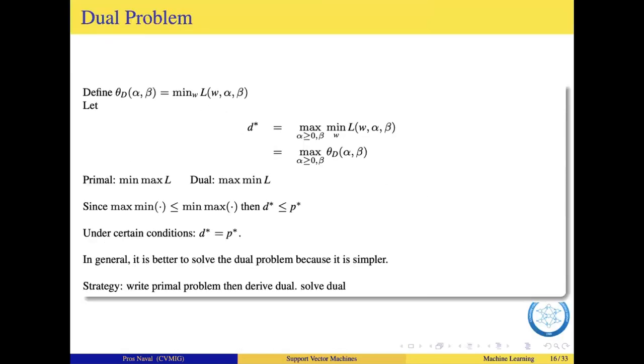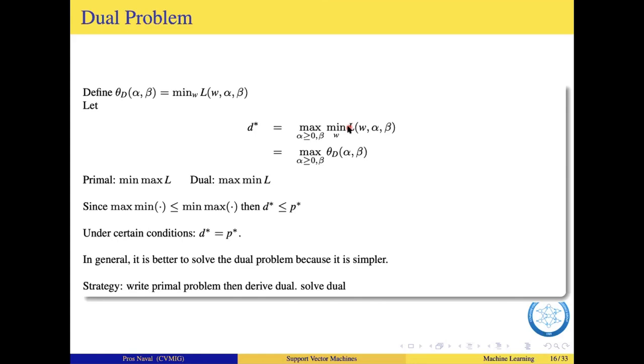Now, let's talk about the dual. Now let's define the dual as theta d of alpha, beta. These are the parameters. But this time we are minimizing over the weights w, and we would like to look for the weights W. So let the optimal value of the dual be equal to D star. So this is the optimal value, and that's equal to the max of the minimum of L.